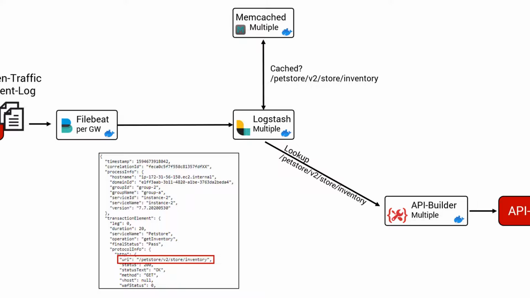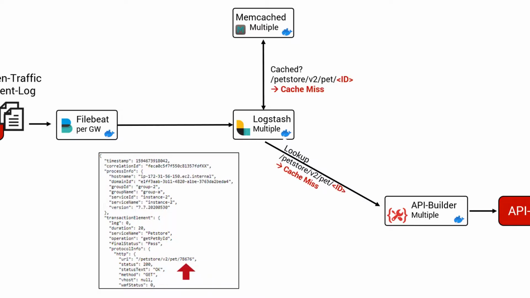As part of the Logstash open traffic pipeline, it performs a lookup into Memcache to check if the API details are already present. If not, Logstash does a REST API call to API Builder, which caches on its own, but finally talks to API Manager to obtain the API details. There might be situations where this is not working as expected.